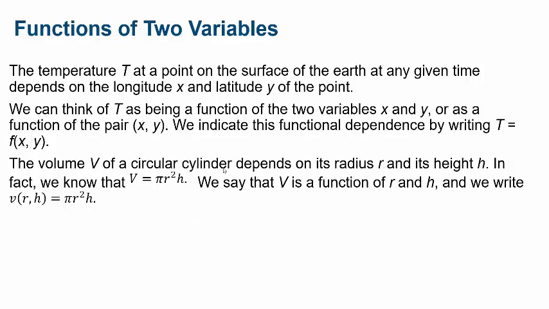Similarly, the volume V of a cylinder depends on its radius and height, right? So in fact, we know that volume is equal to pi r squared times h. So we can say that volume is a function of the radius and height, and we can write V of r and h is equal to pi r squared h. Okay, that's all it is.